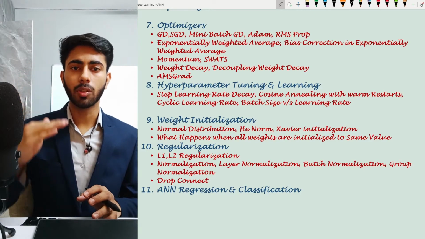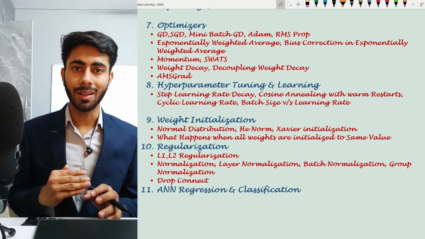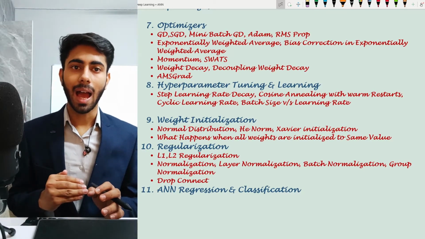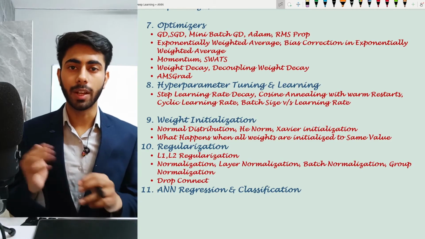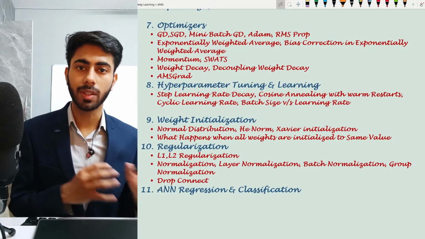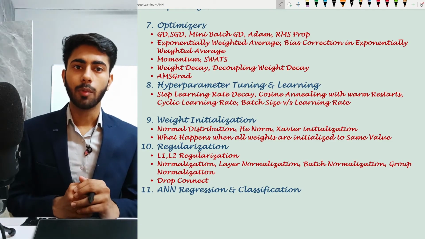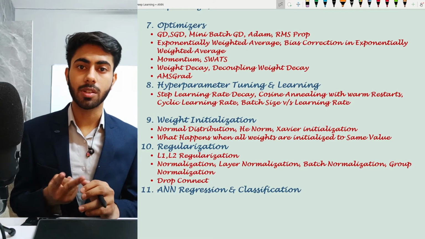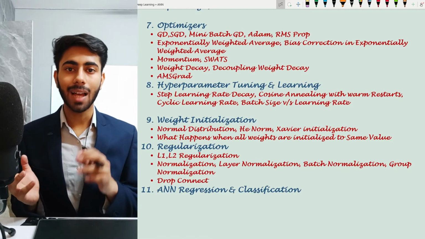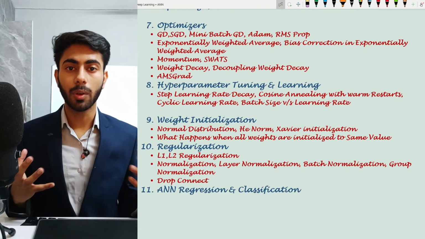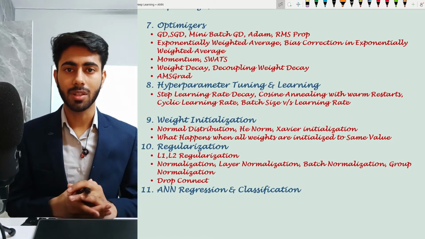So once all the theory portion is covered, we will implement our knowledge and try to solve regression and classification problems using artificial neural networks. We will be solving regression and classification using PyTorch as well as TensorFlow. So this is going to be our learning path for artificial neural networks.